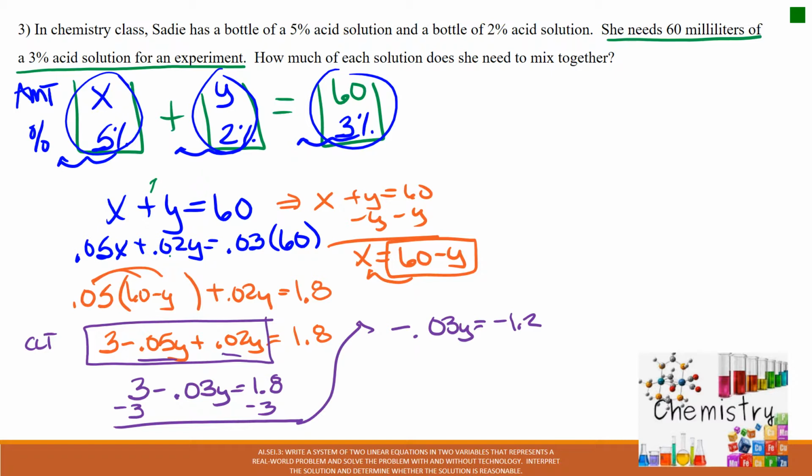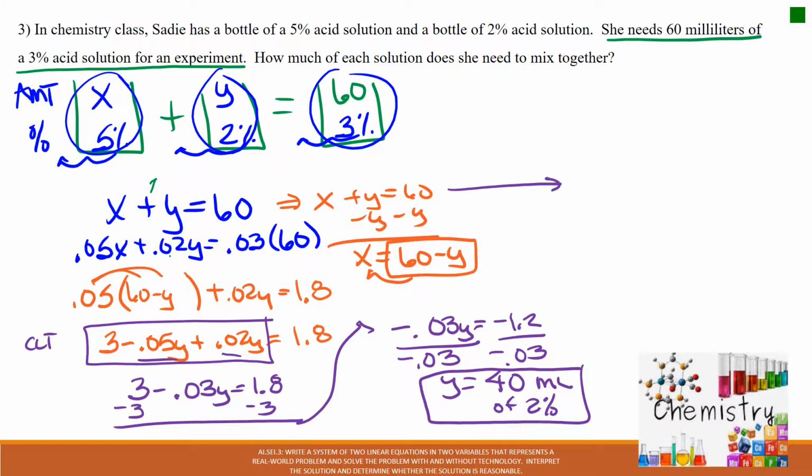Then I'm going to divide by negative 0.03. Decimals are messy, but you know what you have? You have a calculator, so you can use it. It's not a big deal. So we're using 40 milliliters of the 2%.